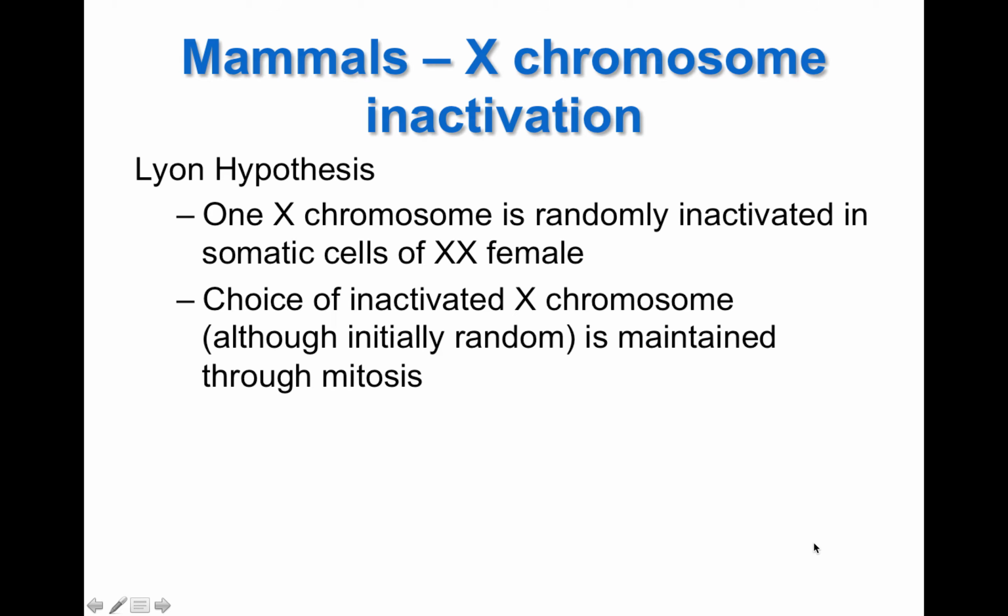How does mammalian X chromosome inactivation work? Well, the Lyon hypothesis stated two important criteria. One, that first of all, one X chromosome is randomly inactivated in the somatic cells of XX females, and equally important, that the choice of inactivated X chromosome is maintained through mitosis.